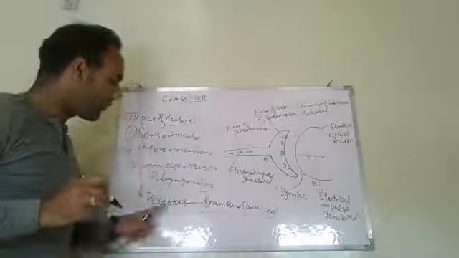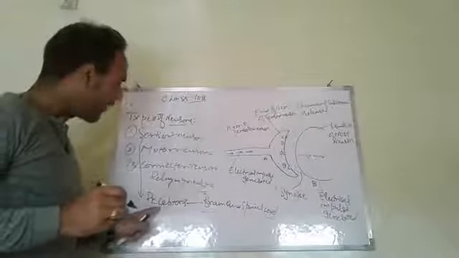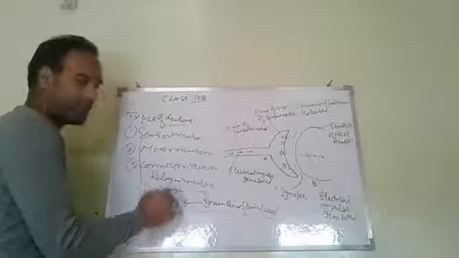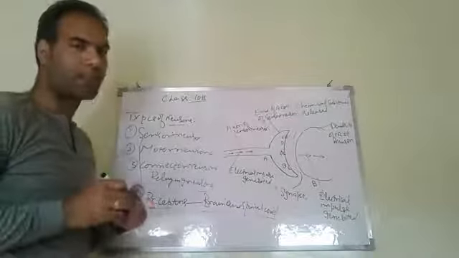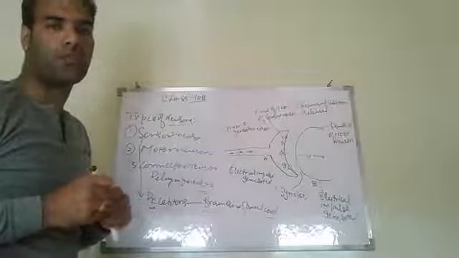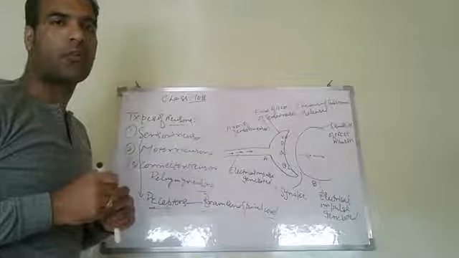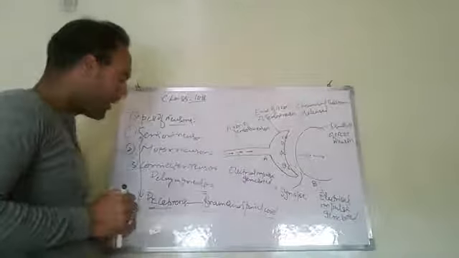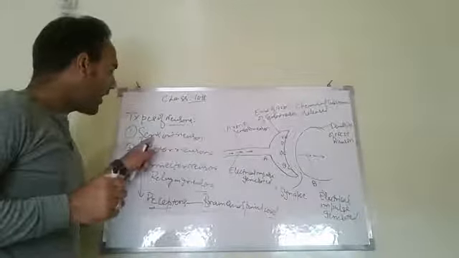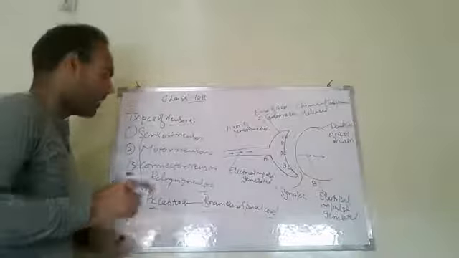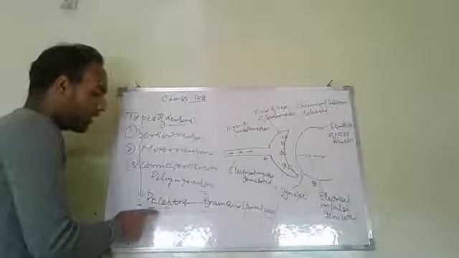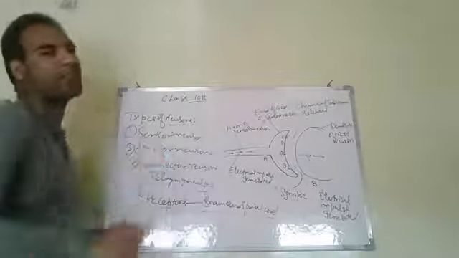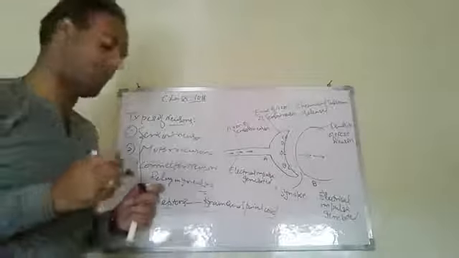Sensory neurons are those neurons which transmit nerve impulses from receptors. Receptors are mainly present in sense organs. In the human body, five sense organs are present: eyes, nose, ears, skin, and tongue. These sensory neurons are in contact with these receptors and transmit impulses from receptors to the brain and spinal cord. Those neurons are called sensory neurons.